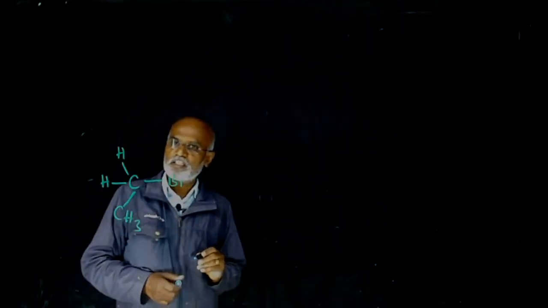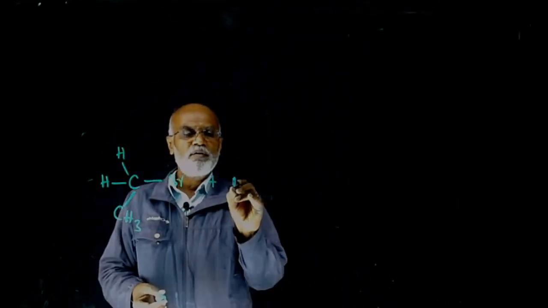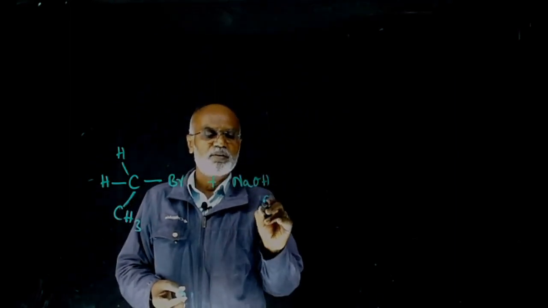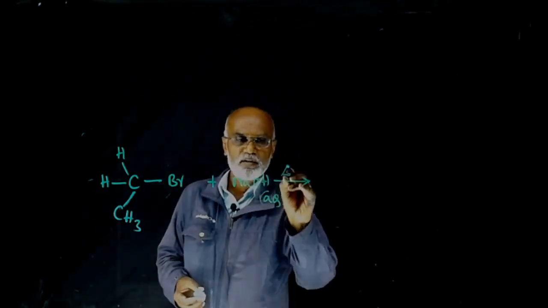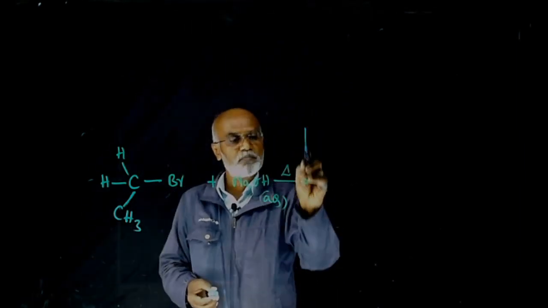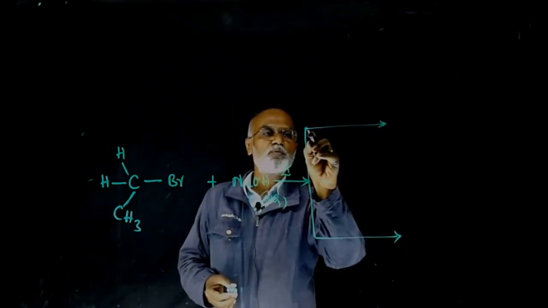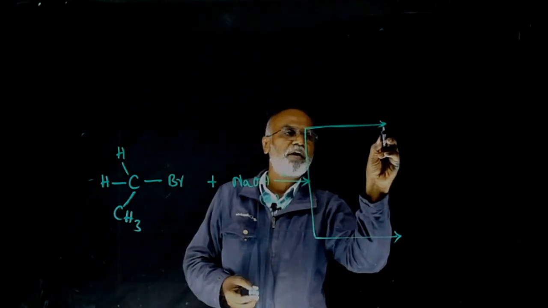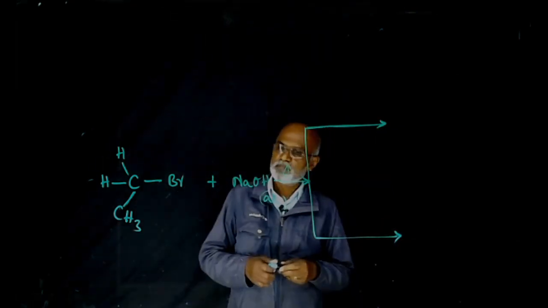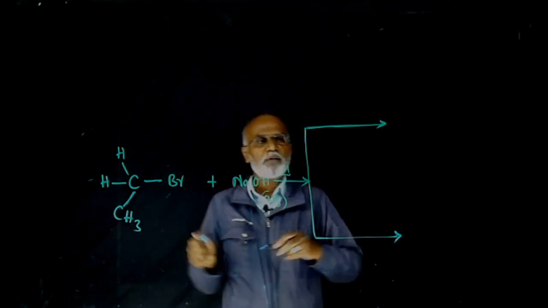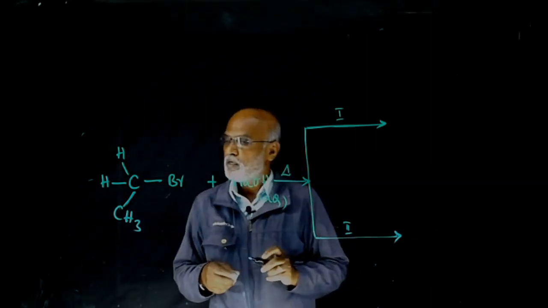This is ethyl bromide, which can be taken as bromide 1. When we react the same molecule with aqueous NaOH, which undergoes a nucleophilic substitution reaction, it is possible to get two different types of products. Two different types of products can be obtained when we subject ethyl bromide to nucleophilic substitution by warming with aqueous NaOH. Let me call this B1 and this B2.